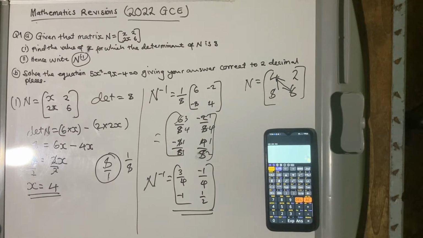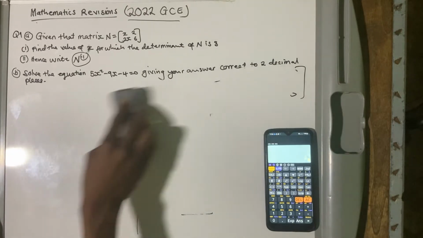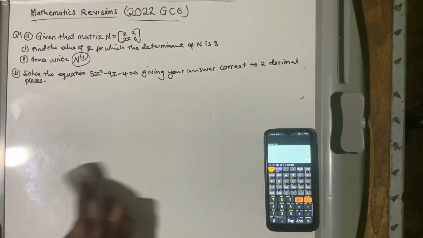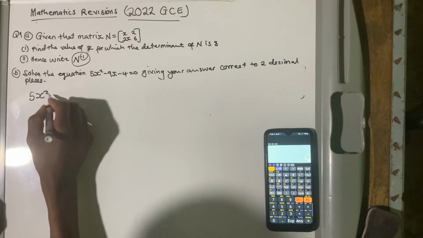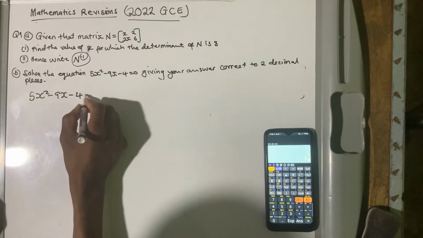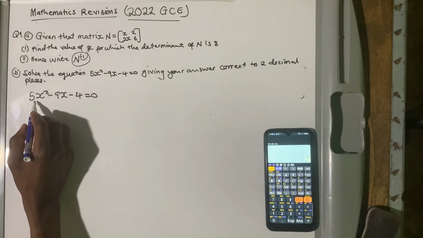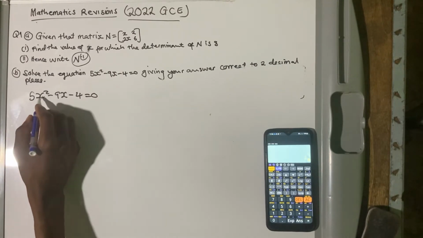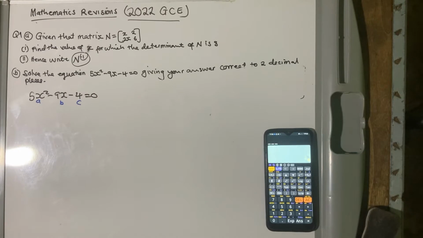Now we go to question B. Solve the equation 5x squared minus 9x minus 4 equals 0, giving your answer correct to 2 decimal places. The coefficient of x squared is a, the next is b, and that is our c. This is a quadratic equation, so we have to use the quadratic formula.